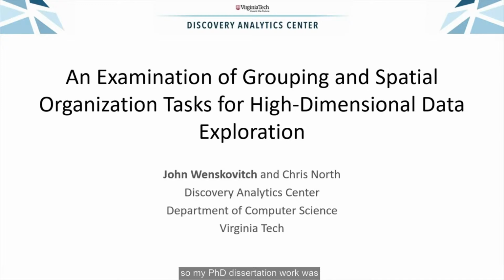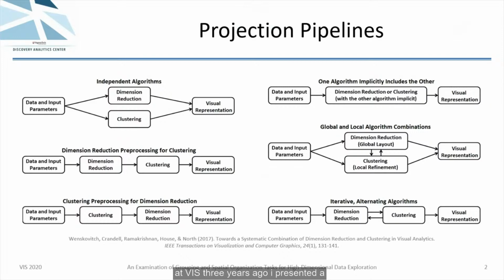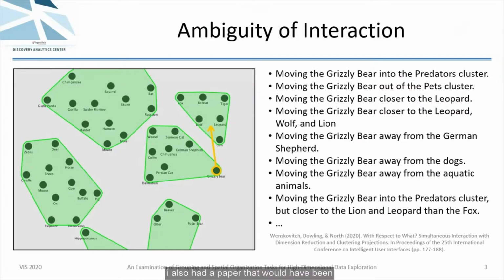So my PhD dissertation work was very focused on doing a deep dive into clustering algorithms and dimensionality reduction algorithms. In particular, how do we use both of them at the same time in the same visual interface? And so at VIS 3 years ago, I presented a paper where the focus was primarily on creating these visualizations. I also had a paper that would have been presented at IUI this year had COVID not happened, where we looked at the interaction space.